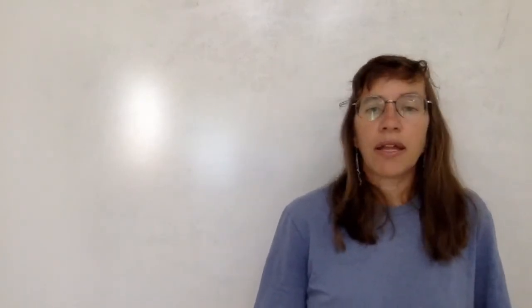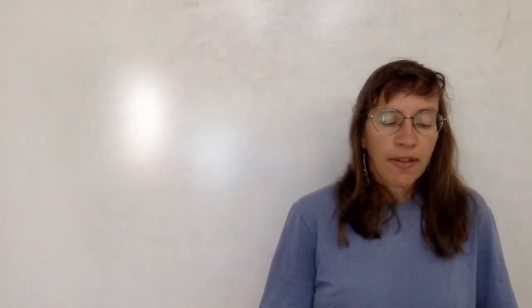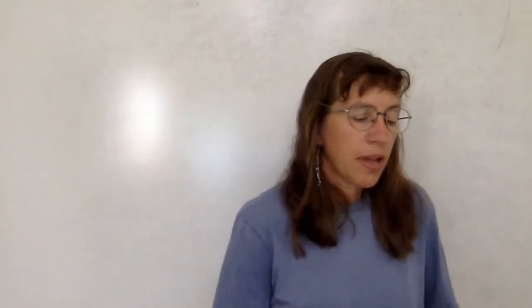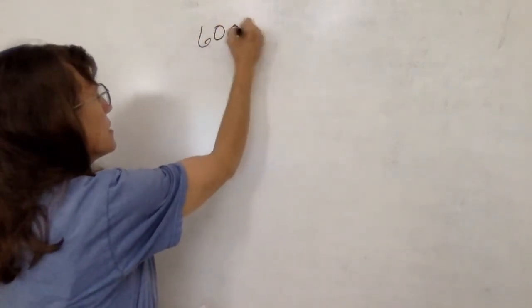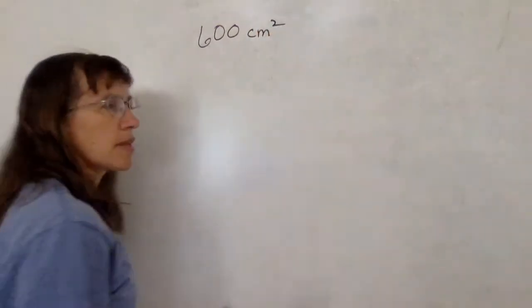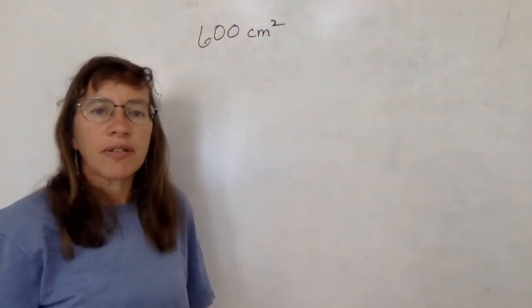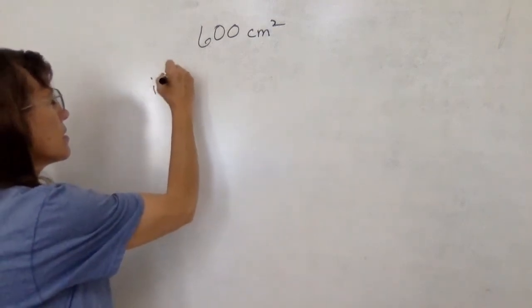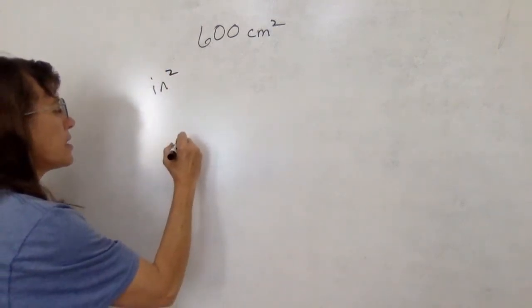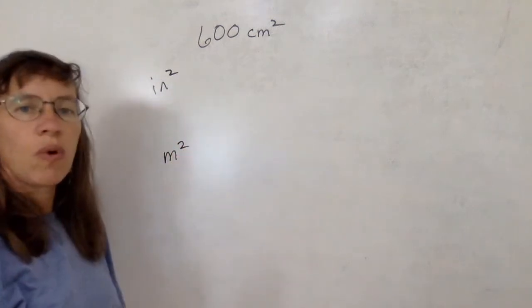If you'll recall, in the first video, I found the area of the piece of paper. That area was right around 600 centimeters squared. Okay, I want to demonstrate how to change the units into inches squared, and I'll demonstrate how to change it into square meters as well.